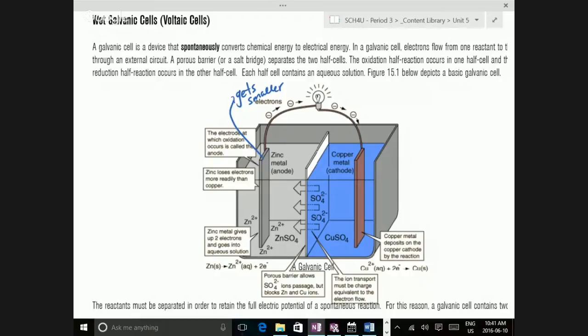The electrons are going to end up in the copper, but the nice thing is before they get to the copper, we can put something there that steals all of that energy. And we can use that energy to do something else.